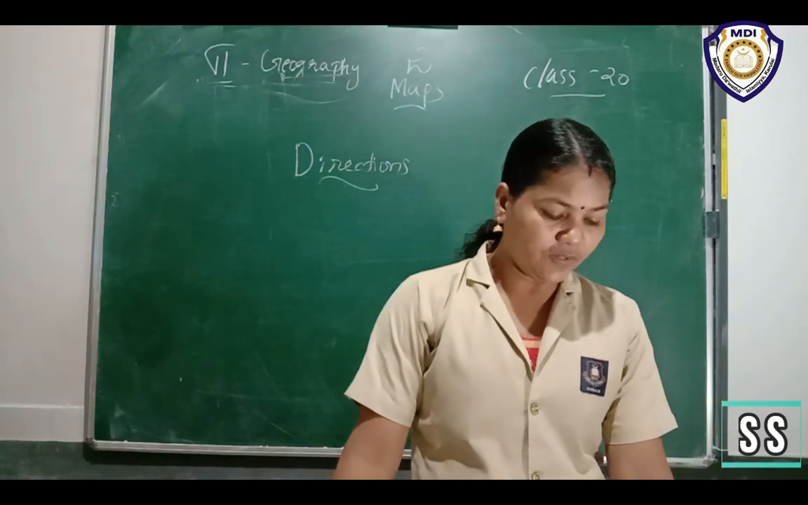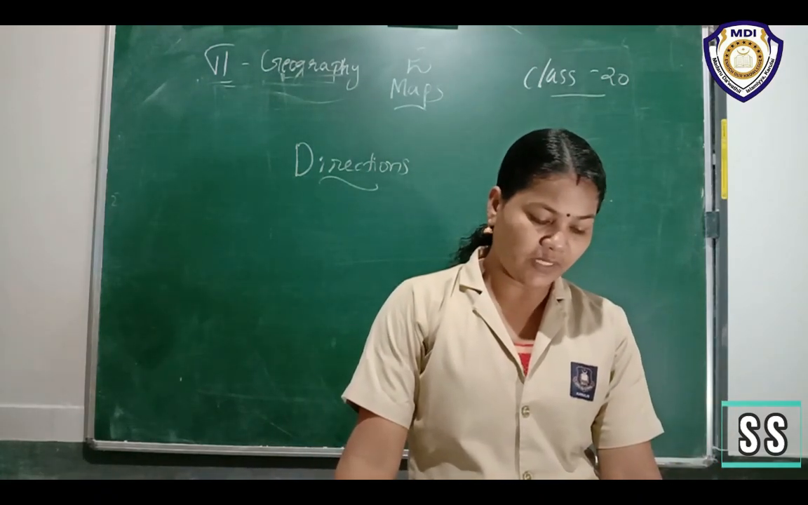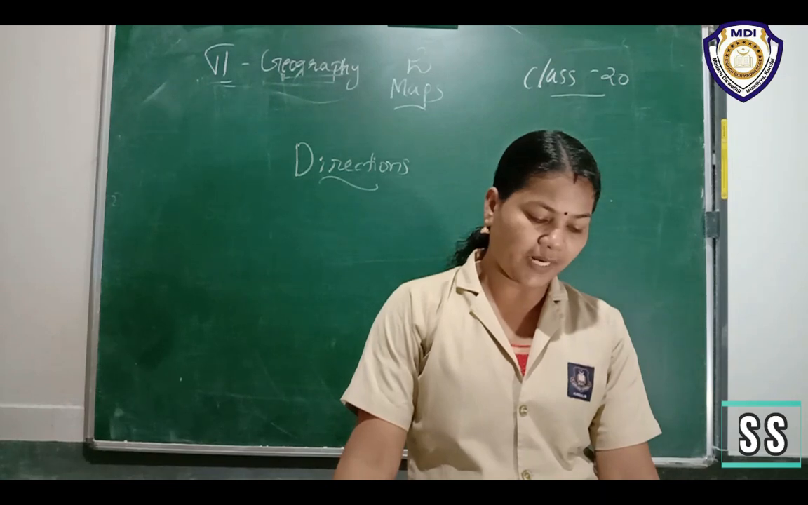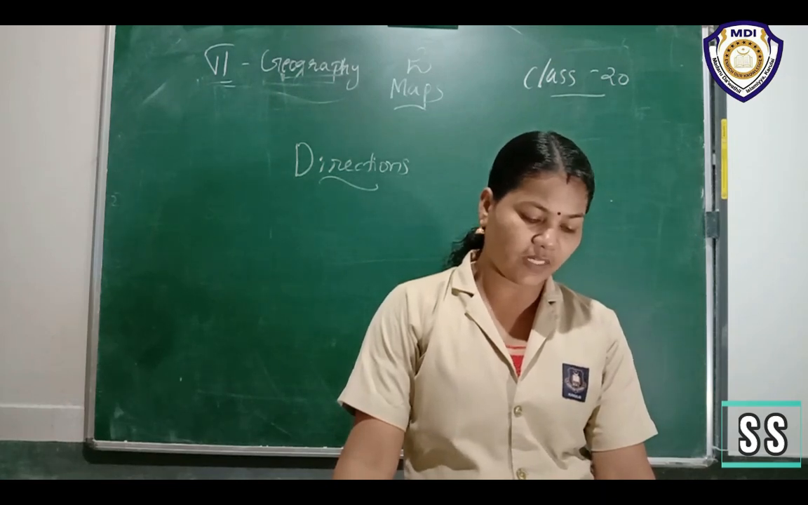If you look at any map, you will notice a vertical line at the upper right or left corner, as in figure 2.2.